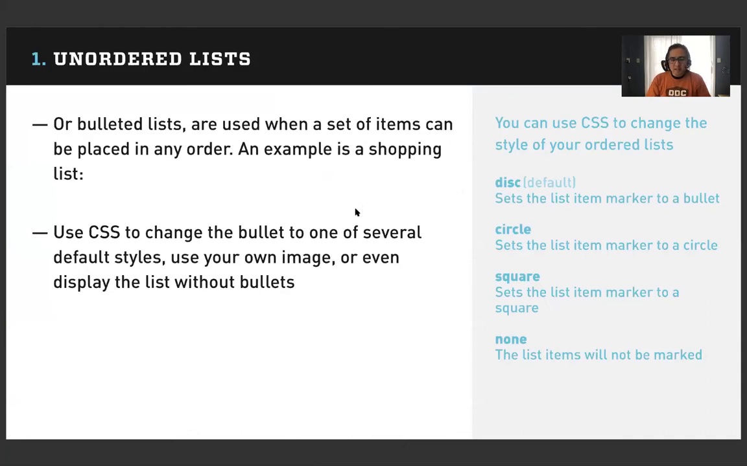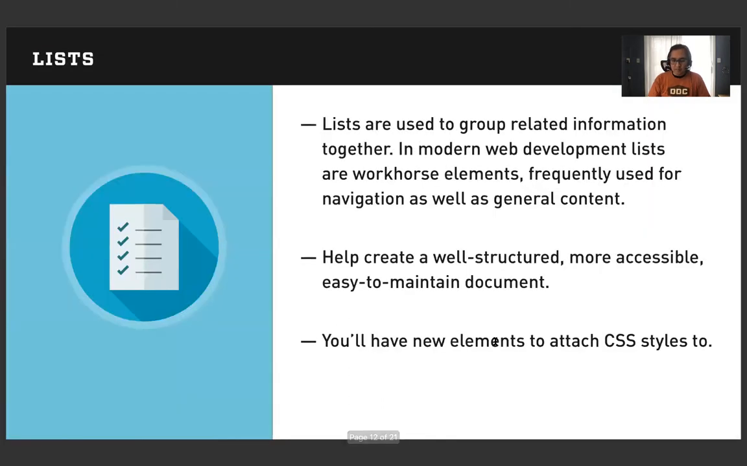The first type of list to talk about is the unordered list, or bulleted list, when a set of items can be placed in any order. There's no 1, 2, 3, 4, 5. They're just bullet points. So a shopping list is one of these types of unordered lists. You can use CSS to take the bullet out or change it to a different thing. Usually the bullets are disks. You can make them circles, so with empty in the middle, or squares, or just none. Most of the time, you're just going to do none.